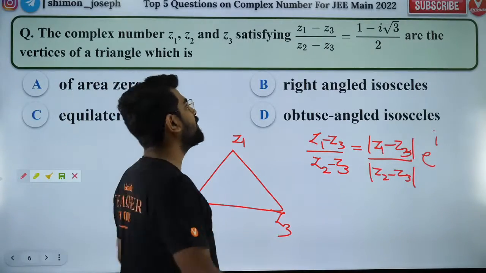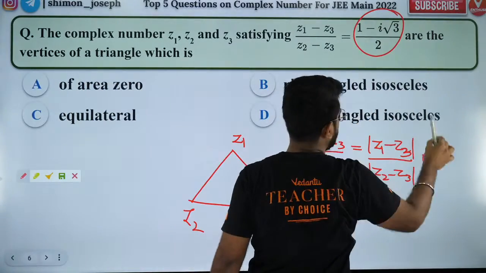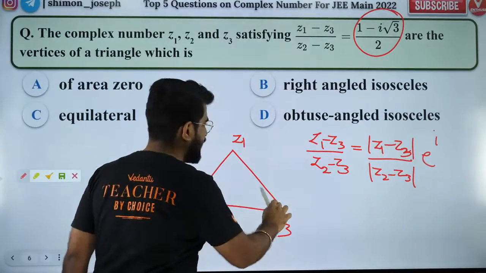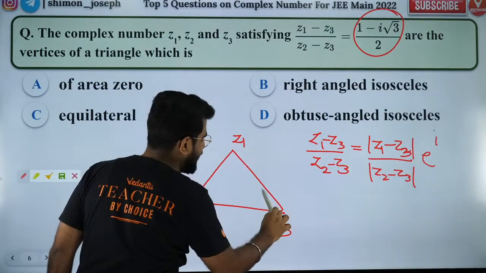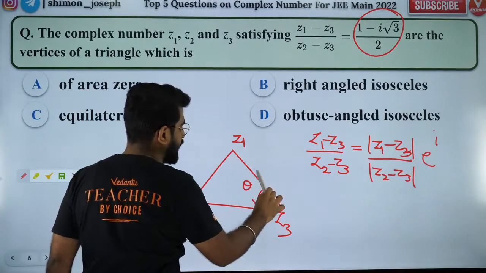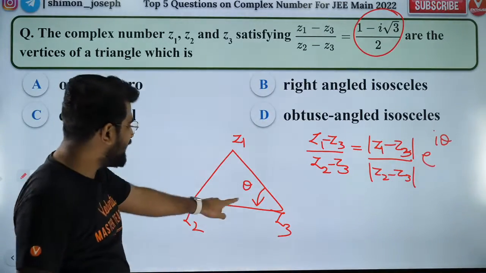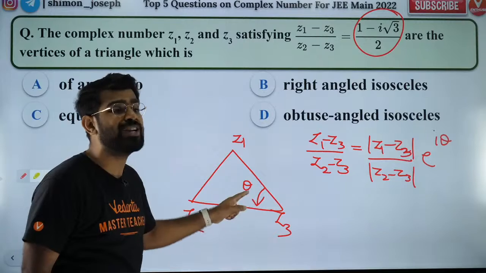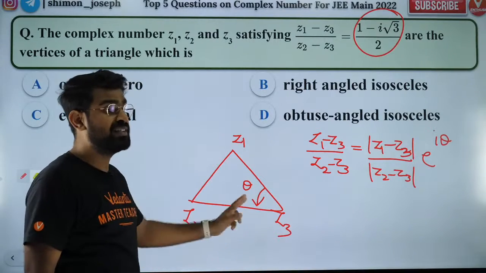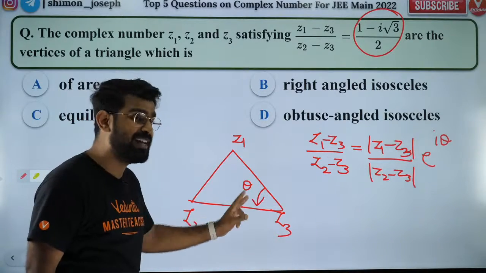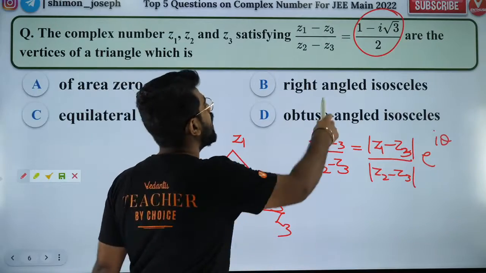The angle between them, can I write this as e to the power iota into, let's say, the anti-clockwise angle? So the anti-clockwise angle will be this one, right? This is theta. So it is going to be e to the power iota theta. Are you guys happy with it? So theta should be anti-clockwise. This is how you write the rotational theorem. Very important. Now let's compare with this.